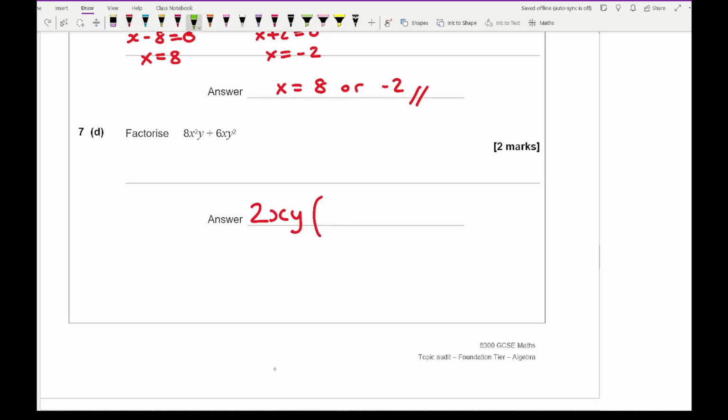So next it's a case of what do I need to multiply 2 by to get 8x squared? Well, that's going to be a 4 to make the 8. I need another x, and the y I've got, so that's absolutely fine. Then for the next one, what do I need to multiply 2 by to get 6? Well, I need a 3. I've got a single x and I've got a single x, so that's fine. I've got y, but I want y squared, so I'm going to need another y. So the final answer then is 2xy outside the brackets, and inside the brackets 4x plus 3y.